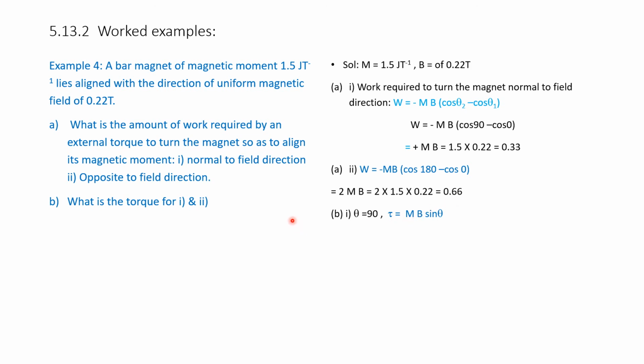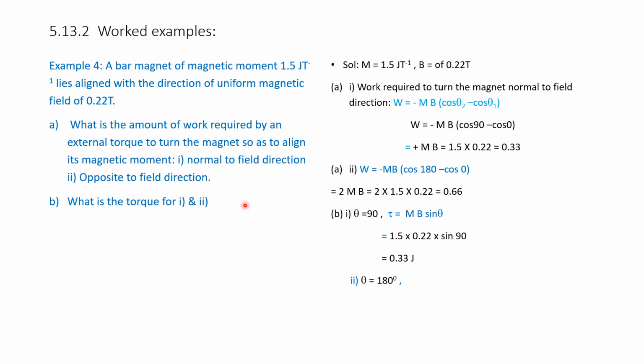Part B. What is the torque for case 1 and case 2? For case 1, θ is equal to 90 degrees. Therefore, τ is given by mB sin θ. You have to remember this equation; hence it is given in blue color. Please note down and remember. Substitute the values, it is simple: m is 1.5, B is 0.22 into sin 90. Sin 90 is 1. Therefore, it becomes 0.33 joules.